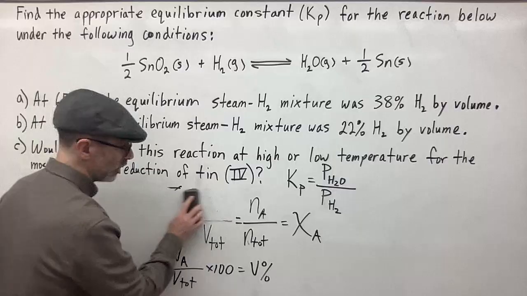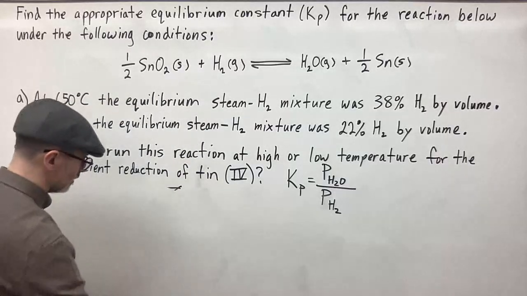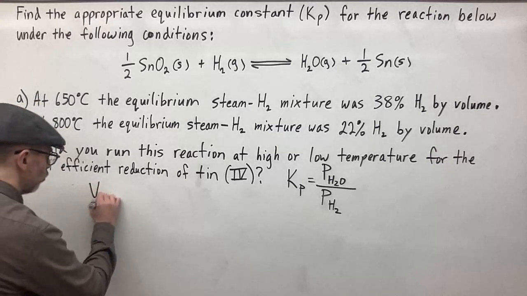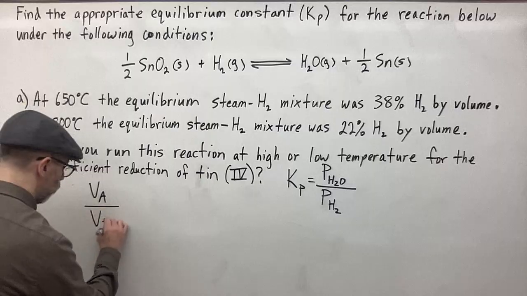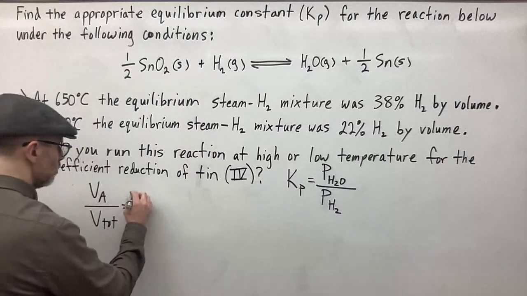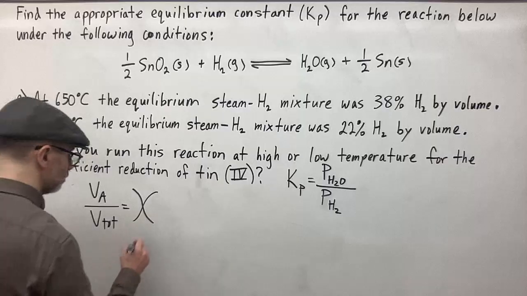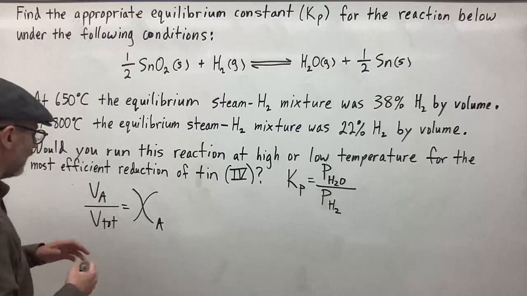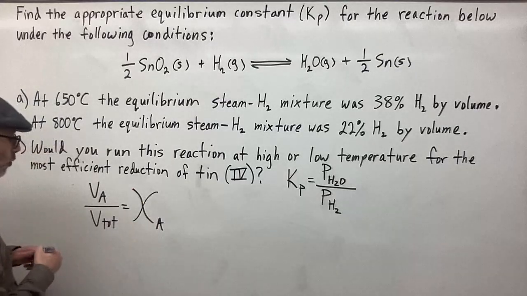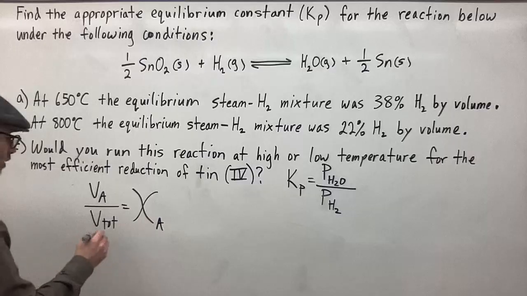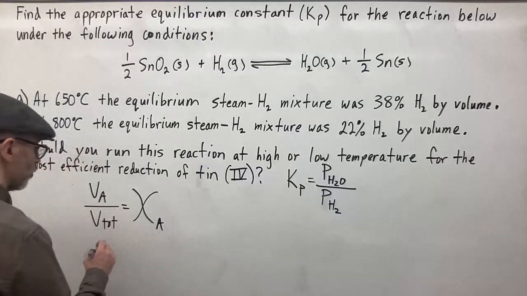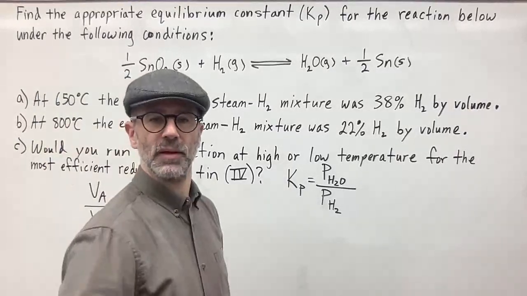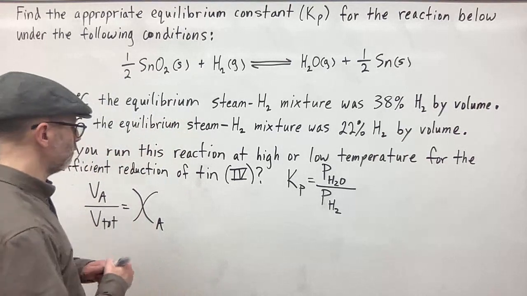So if we rewrite this, right? So I just showed that the volume of A over the total volume is equal to the mole fraction of A. And if we manipulate this, we can find the volume of substance A. But we don't want to find the volume, we want to find pressure.